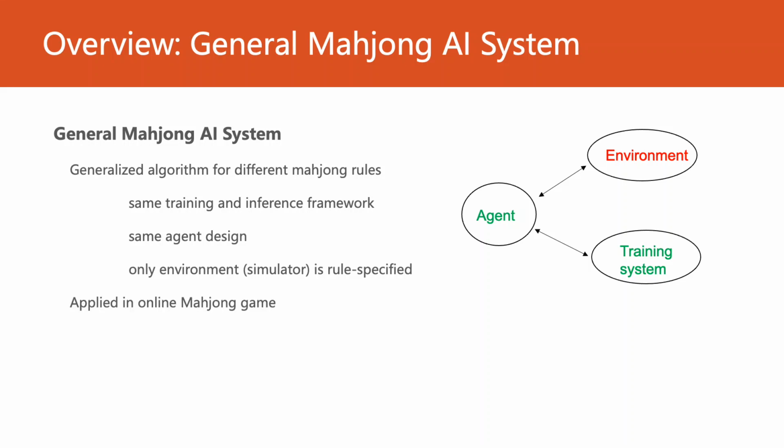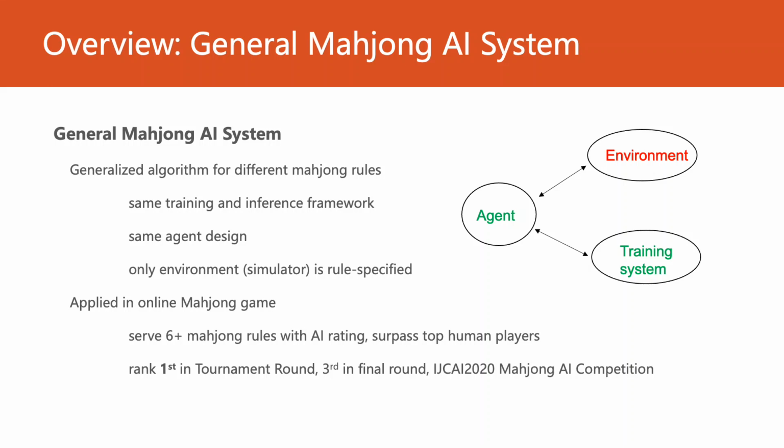So actually, we have already applied our system in online Mahjong games. We serve more than 6 popular types of Mahjong rules, and according to online data from Doulai Wan Mahjong, our AI has surpassed the top human players. And in this competition, we ranked first place in the tournament round and third place in the final round.